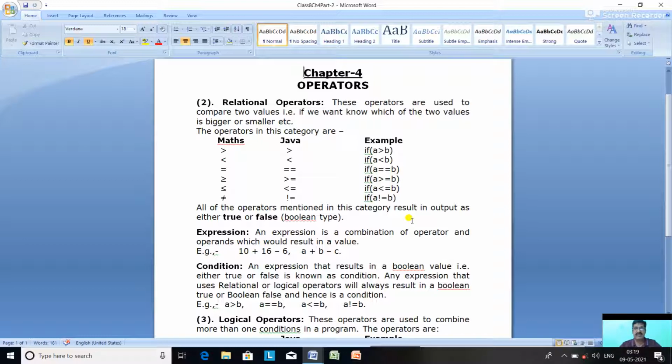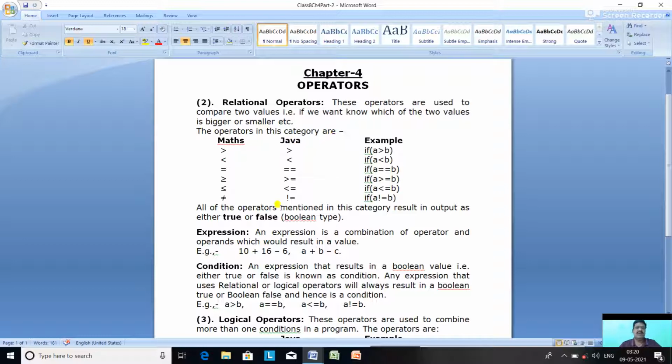20 greater than 100. You tell me, is 20 greater than 100? No, the output will be false. 20 greater than or equal to 18. Yes, it is greater than 18. So the output will be true. 20 equal to 10. No, 20 is not equal to 10. The output will be false.